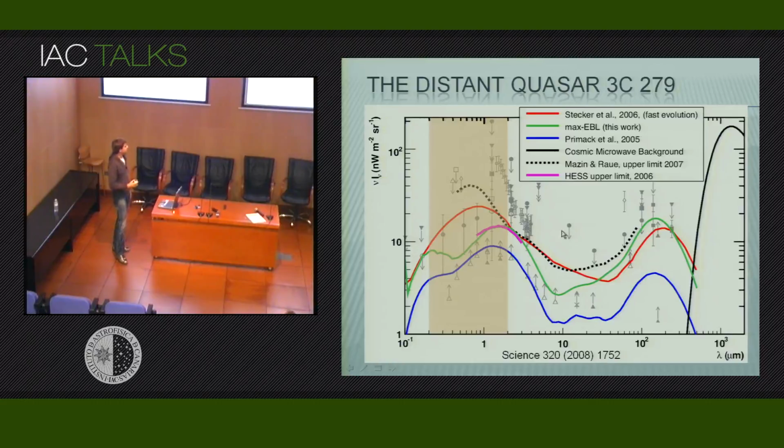How short, how fast are these flares? I was talking about flux variability on the timescale of days, but that is not the record. The record is actually a timescale of minutes. Here we have one of these, again, blazars, where we're looking into the jet, Markarian 501. This object is quite close to us. I mean, in terms of redshift, it's of course hundreds of megaparsecs away.